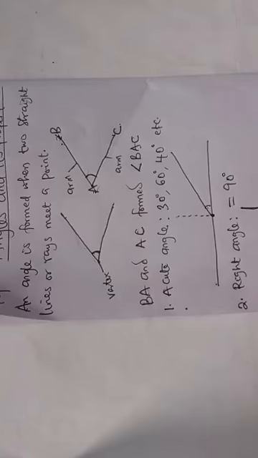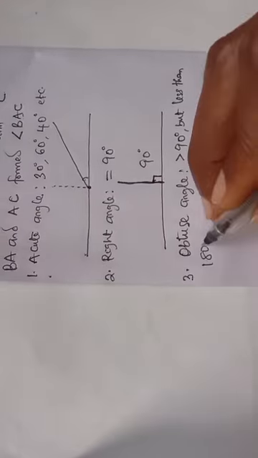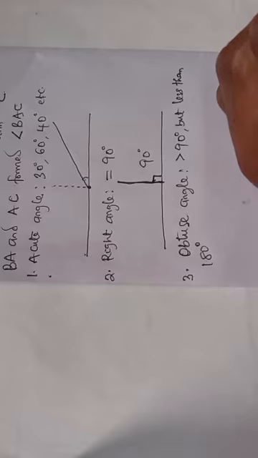The third one is the obtuse angle. Obtuse angles are angles that are greater than 90 degrees but less than 180 degrees. Okay, that is an obtuse angle.